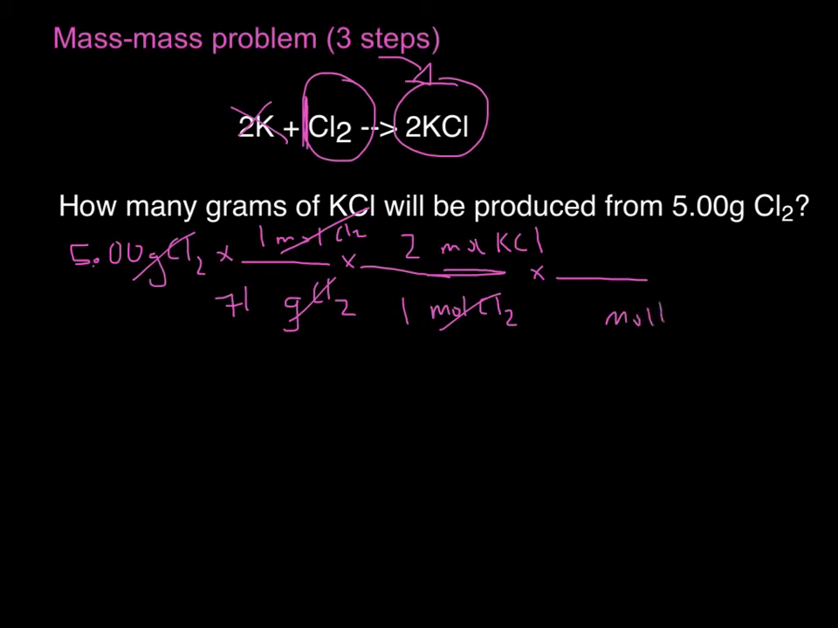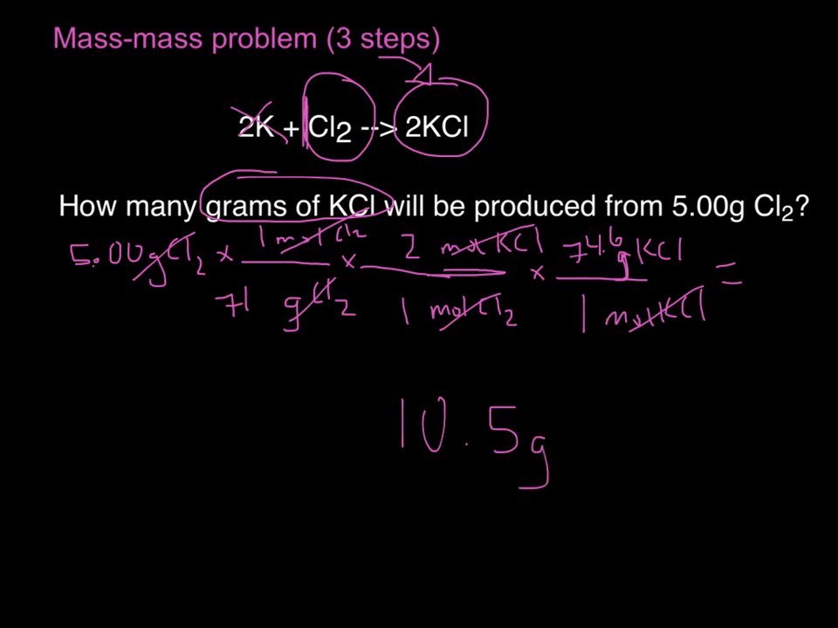Now I have to cancel out moles of KCl. And the question says, how many grams of KCl. So I need the molar mass of KCl. 1 potassium plus 1 chlorine. From our last problem we had 74.6 grams of KCl. I do out all my math. 5 times 1 divided by 71 times 2 divided by 1 times 74.6 divided by 1, and I got 10.5 grams of KCl.